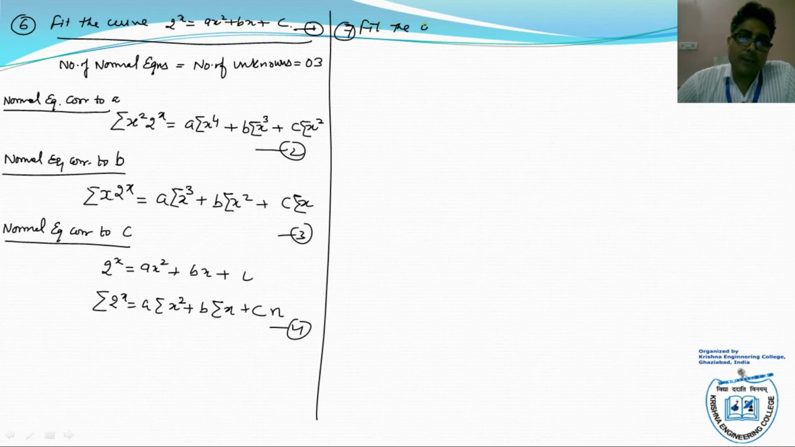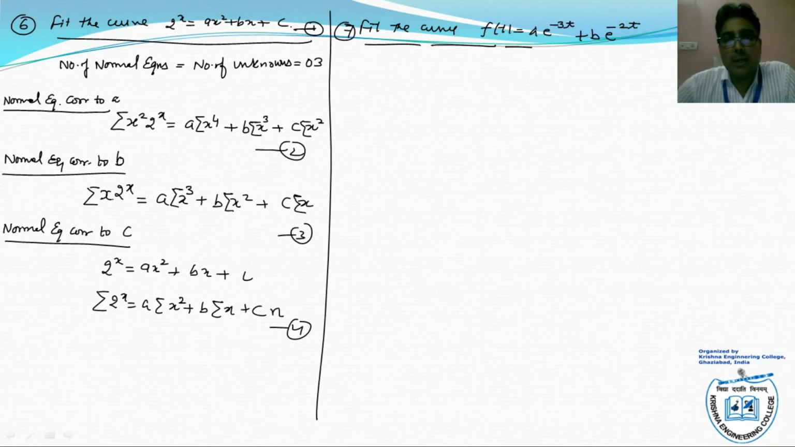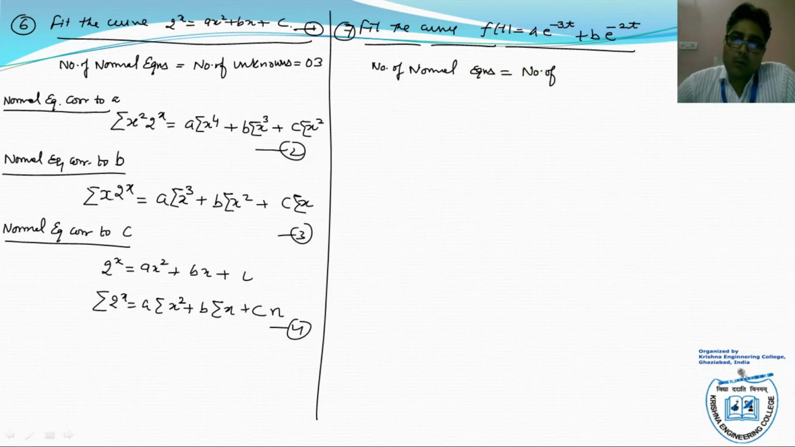Fit the curve. The curve is given here: f(t) is equal to A e to the power minus 3t plus B e to the power minus 2t. Clear? This is the curve. Here t is the independent variable. Here the number of normal equations is equal to the number of unknowns, which is 2.